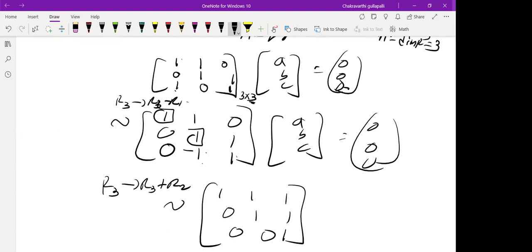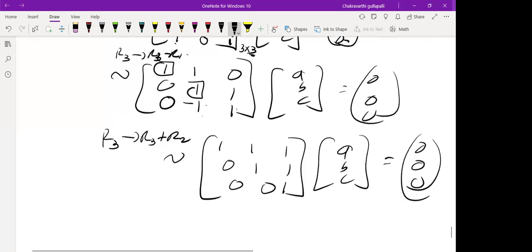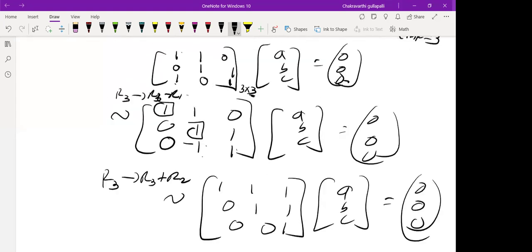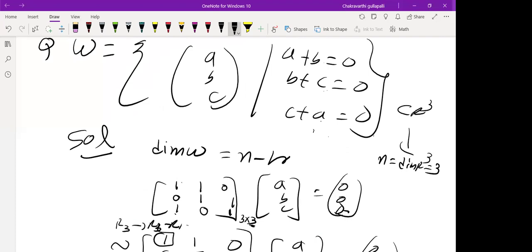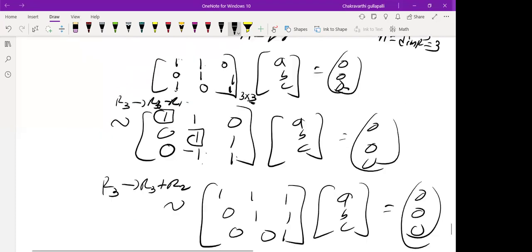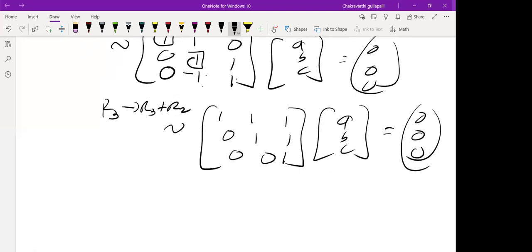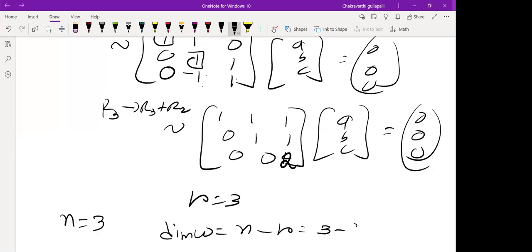I made a mistake, but check once. Last column 2, ma'am. It should be R3 minus R1: 0, minus 1, 1. 0, minus 1, 1. Last column, R3 plus R2, is 2. This is in echelon form. What is the rank? 3. N is 3. So dimension of W is equal to 0. Accidentally, here also it came the same.